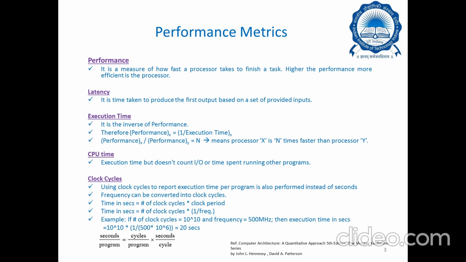Now generically speaking, we can equate a relationship: seconds per program equals cycles per program times seconds per cycle. That is, the number of cycles per program multiplied by the number of seconds per cycle gives us the number of seconds per program, which is the execution time I'm talking about.